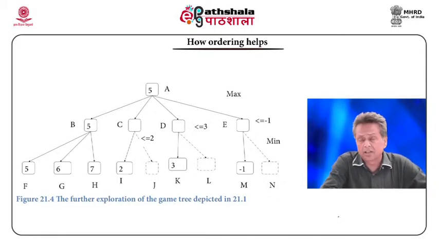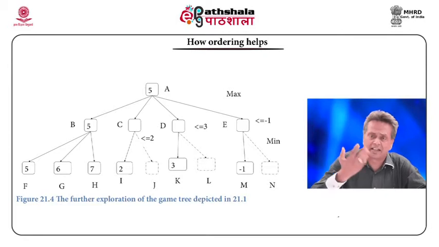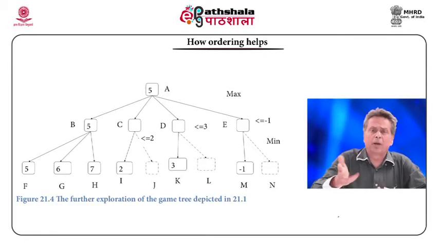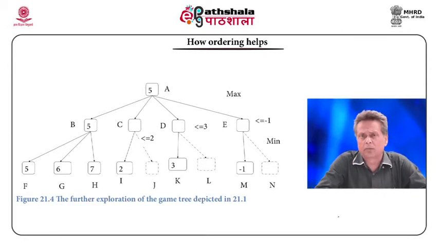And I've already got 5 from B. So there is no point exploring other children of C. Similarly, when I explore the first child of D, I get 3. Again, this is no good. E is minus 1. It is worse. So there is again no point.